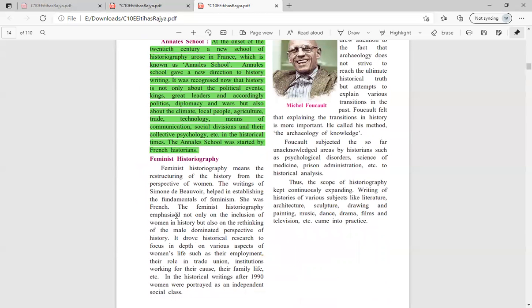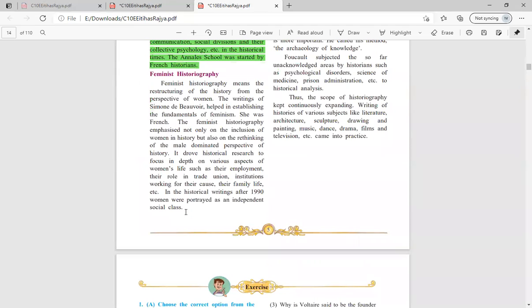तो इसका आंसर है पेज नंबर 5 पे feminist historiography. यहाँ पे we have to write the first point as feminist historiography will mention the meaning. So it means that restructuring of the history from the perspective of women. और ये किसने start किया था? Simone de Beauvoir. Okay, तो ये पूरा part आपका first point हो जाएगा.